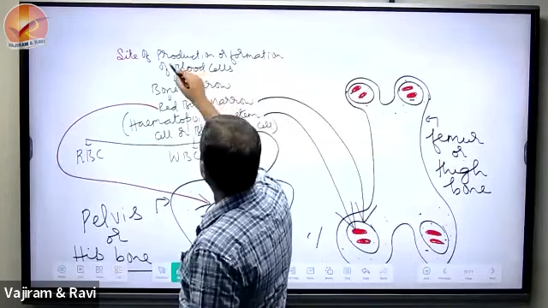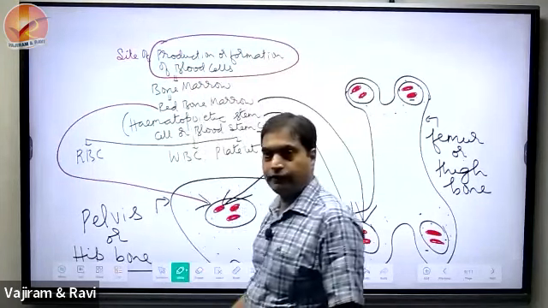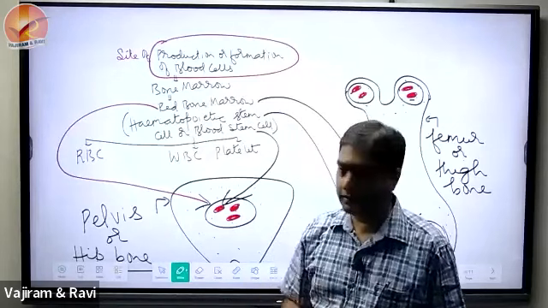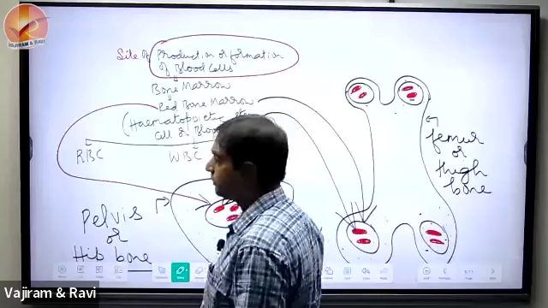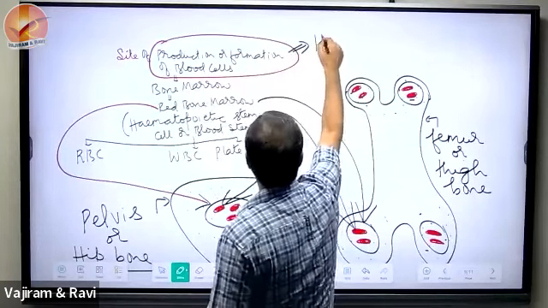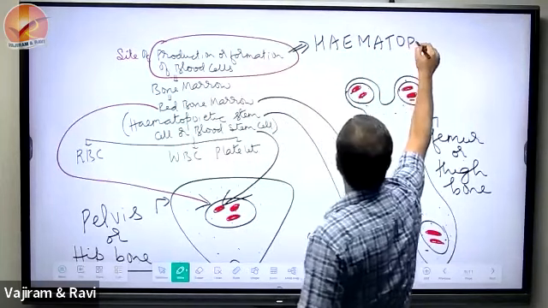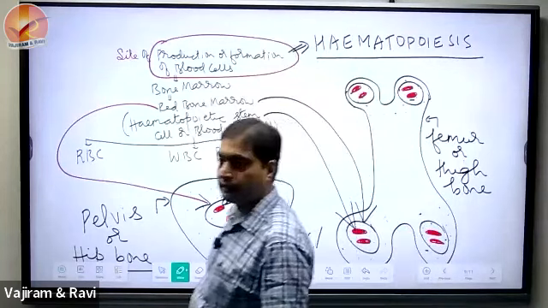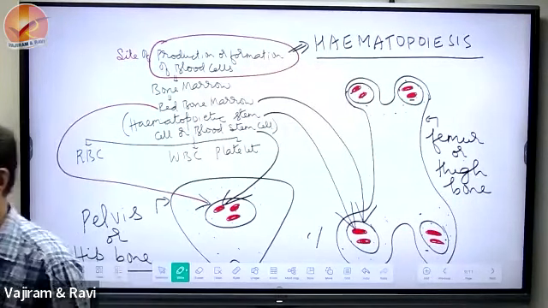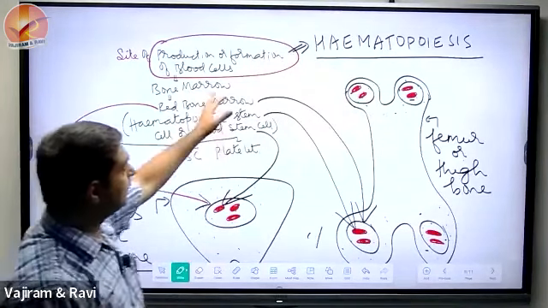Now the production or formation of blood cells, is it clear? We are discussing on the site, but before that, formation of blood cells or production of blood cells is known by the term hematopoiesis.